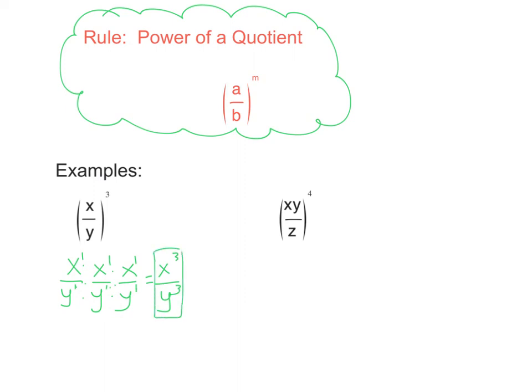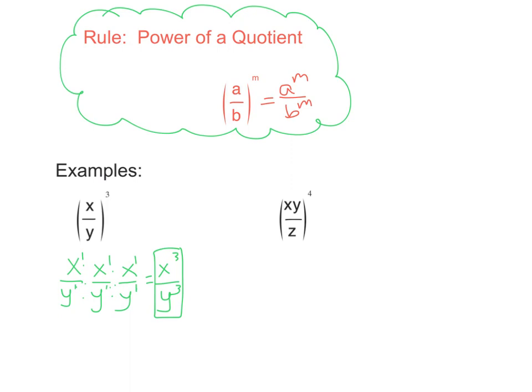So our answer is x to the third over y to the third, which tells us that all we need to really do is make sure that everything in the parentheses that's raised to the third power gets raised to the third power. So x to the third, y to the third. That's our rule up here. a over b raised to the m power is a to the m over b to the m.